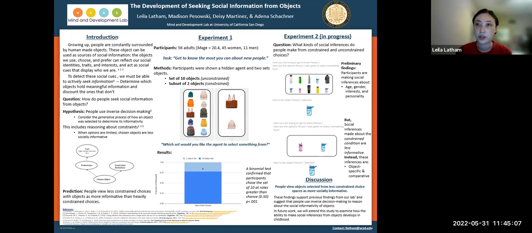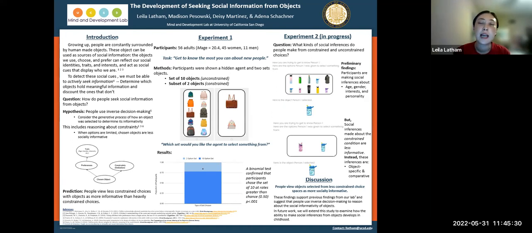So to start us off, growing up, we are constantly surrounded by human-made objects or artifacts. These objects can be used as sources of social information. The objects we interact with can reflect who we are, and therefore they can act as social cues that display who we are to others.